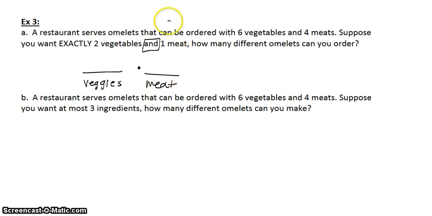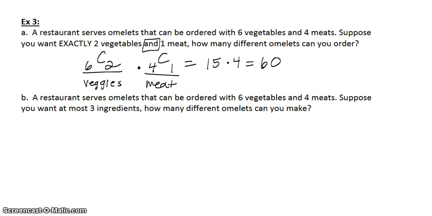I want to say, how many ways can I choose the veggies? Because I'm going to get 2 of them. So there's 6 total to pick from. I'm selecting 2, so 6 combination 2. And then for the meat, there's 4 to pick from, and I am selecting 1, so 4 combination 1. I end up with 15 times 4, so 60 ways I can choose an omelet.